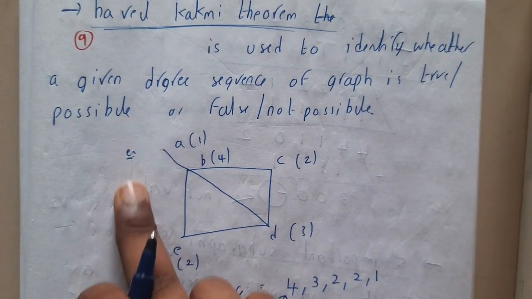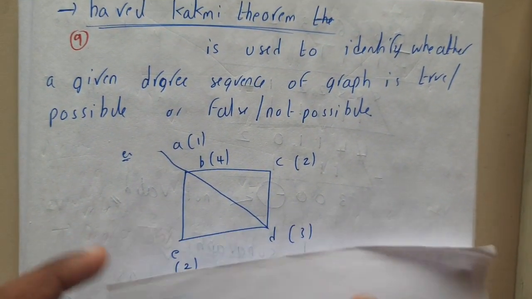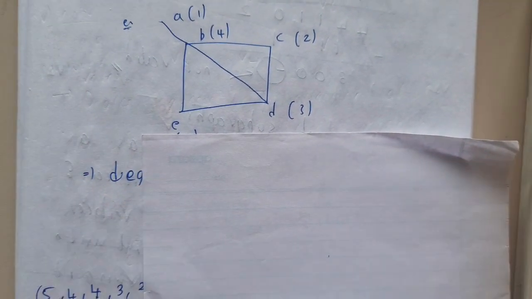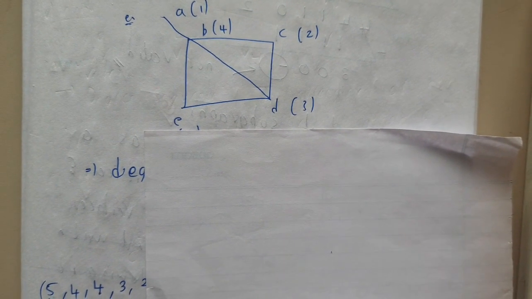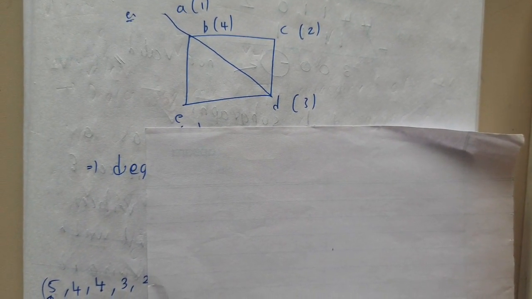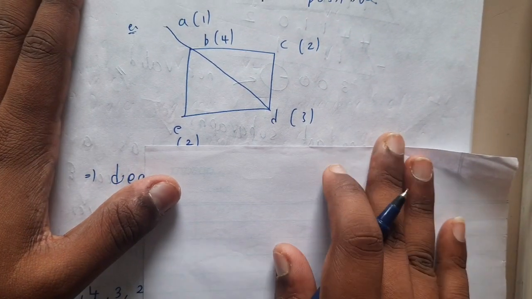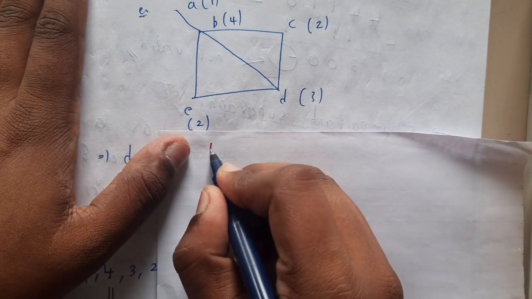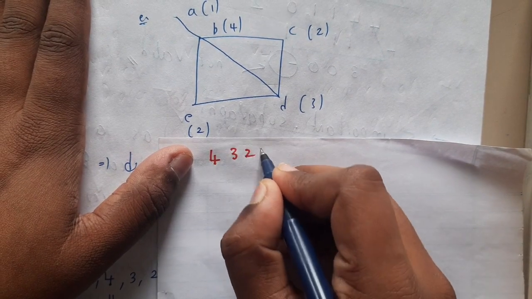Assume that this is the graph given, which we have been discussing from the last lecture. The first thing you should do is write down the degree sequence in non-increasing order, that is, decreasing order. The maximum degree here is 4. After that we have a 3, then a 2, 2 and 1.